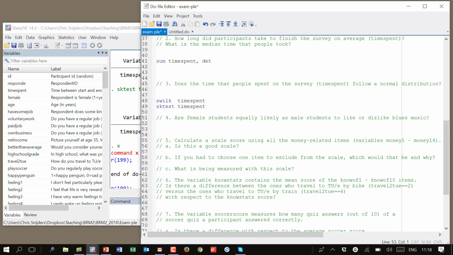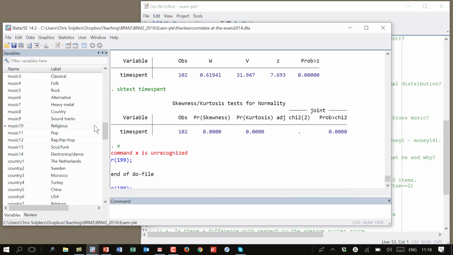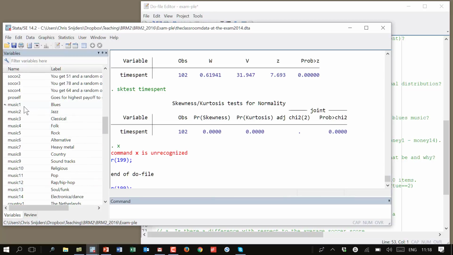Okay, are female students equally likely as male students to like or dislike blues music? And this is actually a question that you didn't have in your survey, I think. There are questions here about music. Which one's blues? That's that one. So let's see what that is.